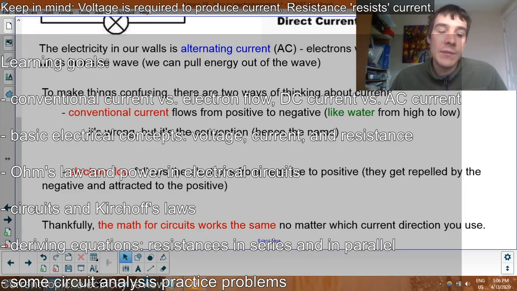Then we're going to switch gears into some new stuff and talk about Kirchoff's laws. You might have seen this in grade 9, you might not have. We're going to derive the equation. We use Kirchoff's laws to derive the equations for parallel and series resistors. We're going to use those equations to solve some basic circuit analysis problems. That's what I'm trying to get through today.